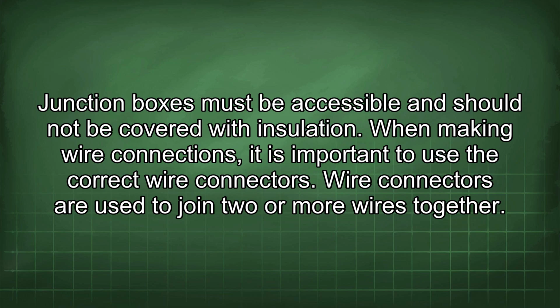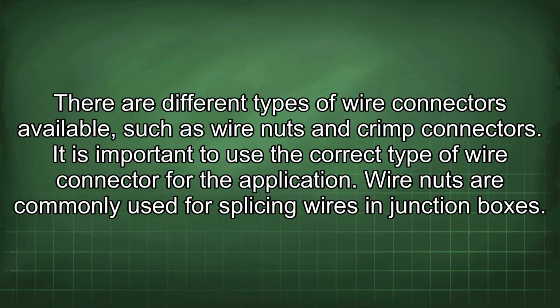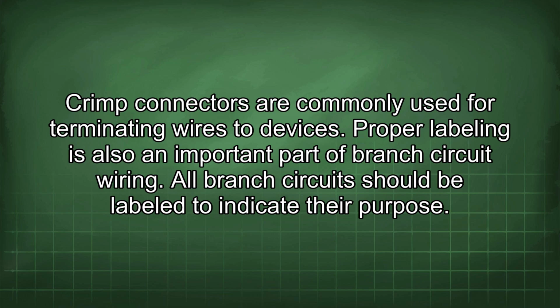When making wire connections, it is important to use the correct wire connectors. Wire connectors are used to join two or more wires together. There are different types of wire connectors available, such as wire nuts and crimp connectors. It is important to use the correct type of wire connector for the application. Wire nuts are commonly used for splicing wires in junction boxes. Crimp connectors are commonly used for terminating wires to devices.